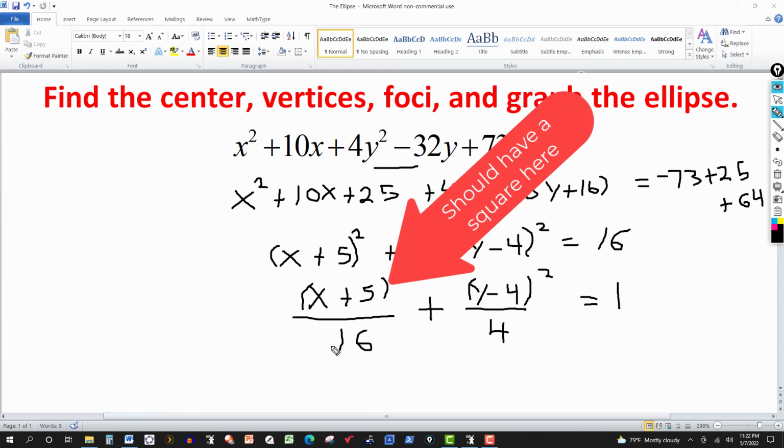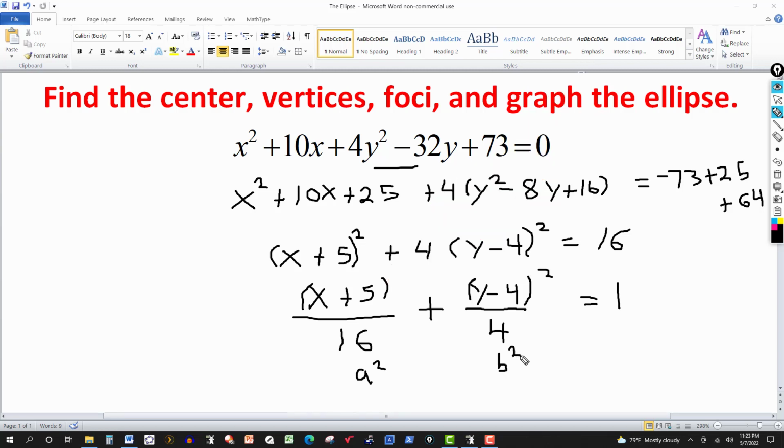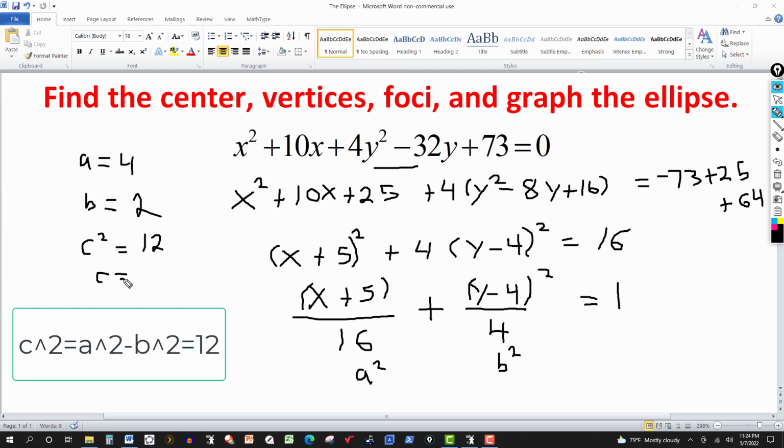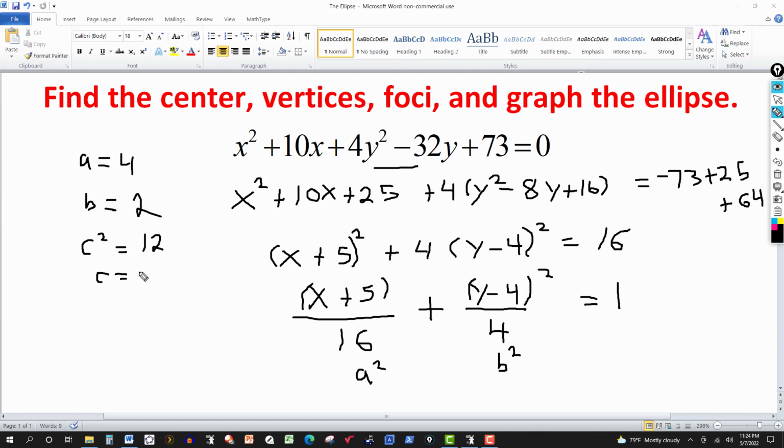So from this then I see that this is your a squared here, and this is your b squared. So from that I can see that a is equal to 4, and since b squared is equal to 4, that means that b has to be 2. And from the c squared, c squared is 12, this is 4 times 3, so if I take the square root of that, c will equal 2 times the square root of 3.